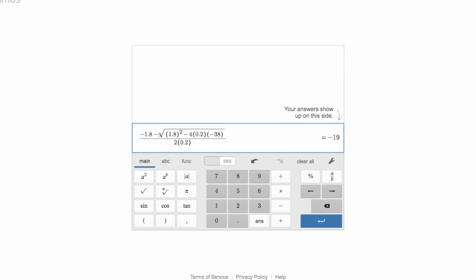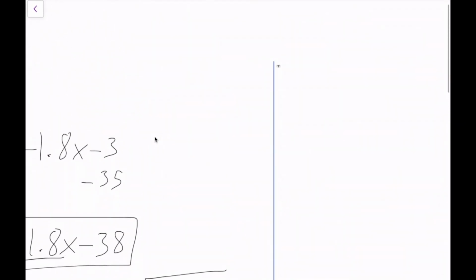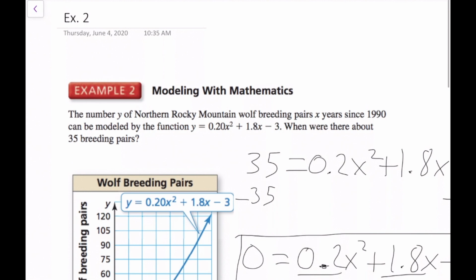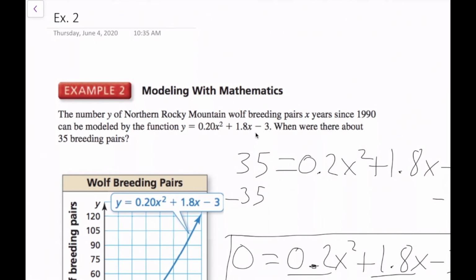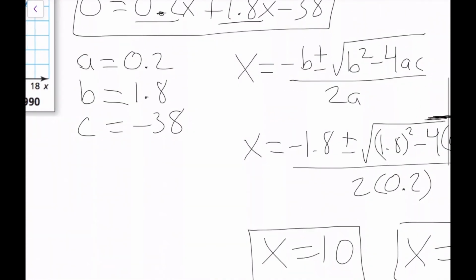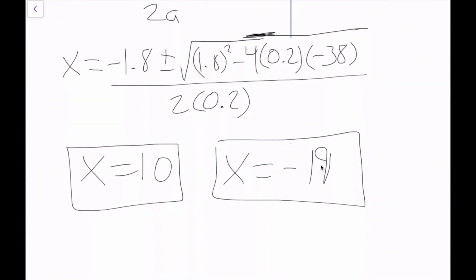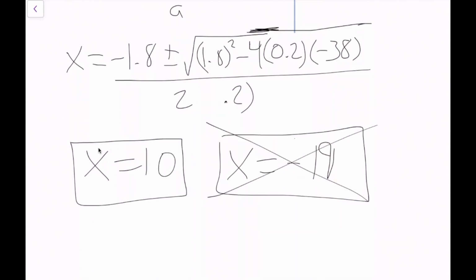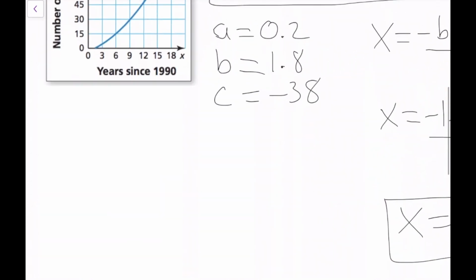Well, let's discuss this in the context of the problem. If I go back up here, we see that x is the amount of years since 1990. Well, on this graph, we don't have any year before 1990, and this negative number, negative 19 in this case, would suggest that the breeding pairs would go back in time, which is not the case here. So we can actually reject this negative solution. So the only solution here is x equals 10 years. So 10 years after 1990 is going to be the year 2000.